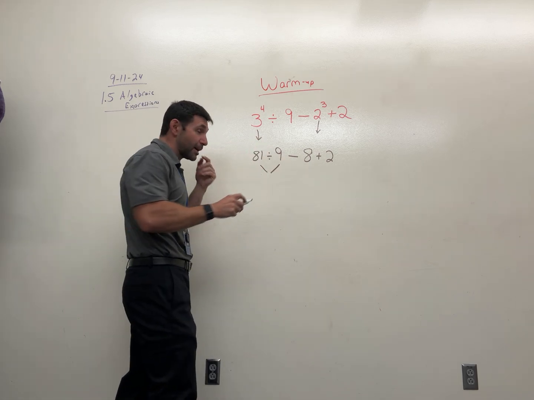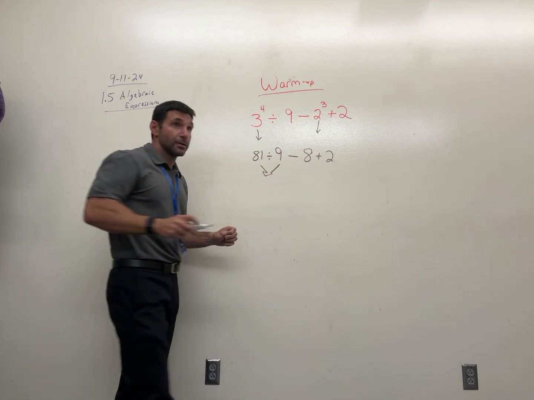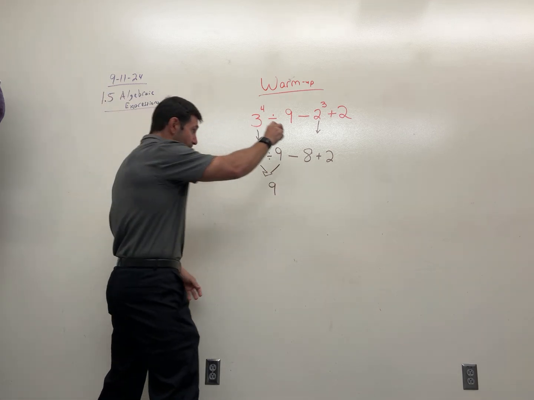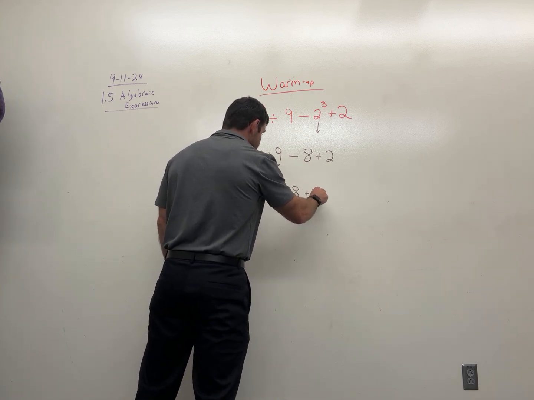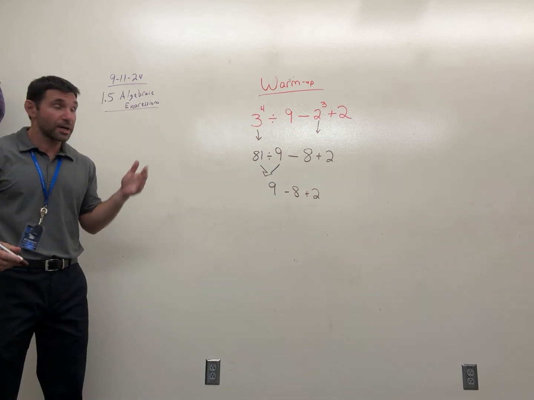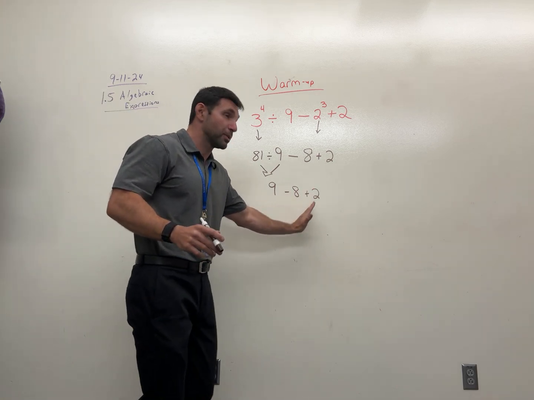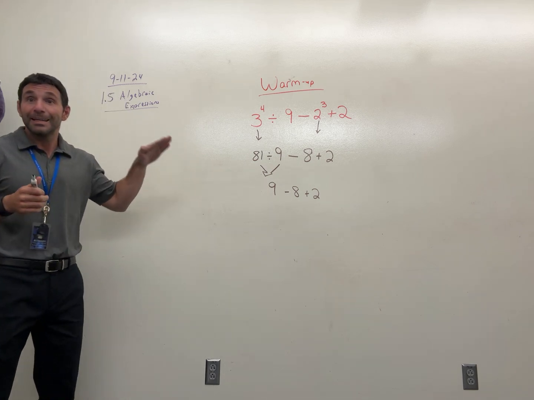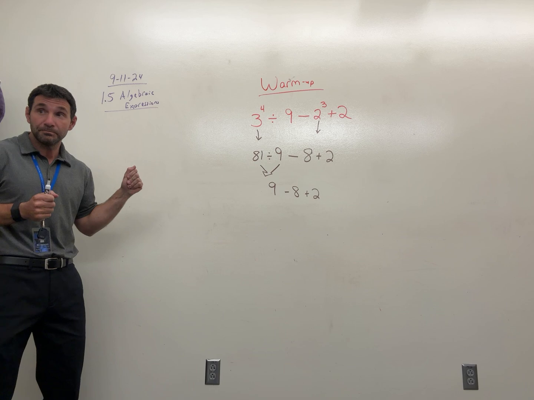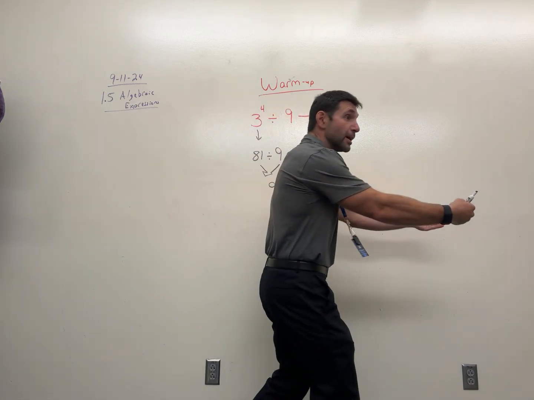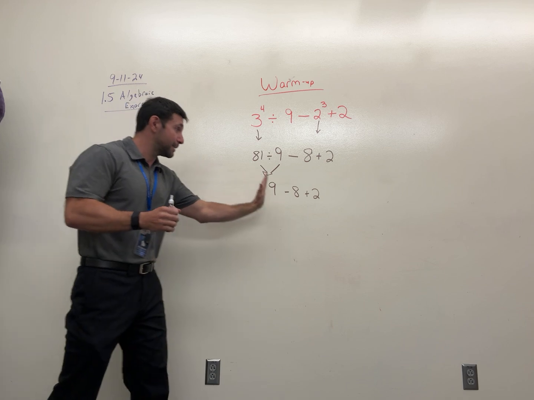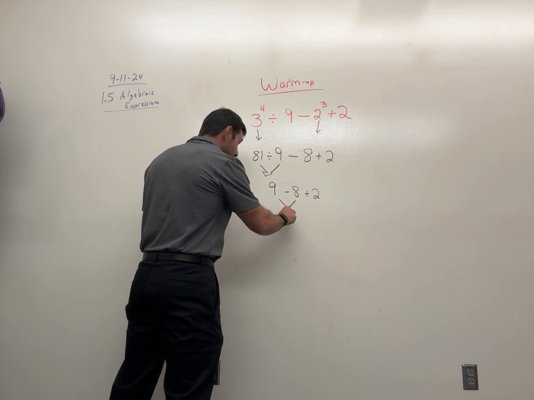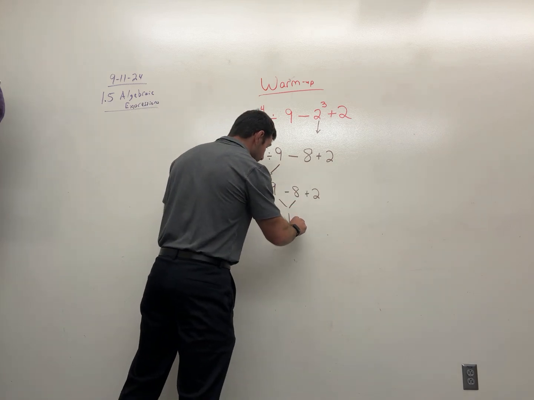81 divided by 9. Get your calculator. Do that. 81 divided by 9 is 9. Bring everything else down. Minus 8 plus 2. Is there any more multiplication or division? Well, let's read it. 9 minus 8 plus 2. There's no more multiply or divide. So now the 4th step is add and subtract from left to right. So read it. 9 minus 8. That's first from left to right. So I do 9 minus 8, which is 1. I didn't touch the plus 2, it comes down.